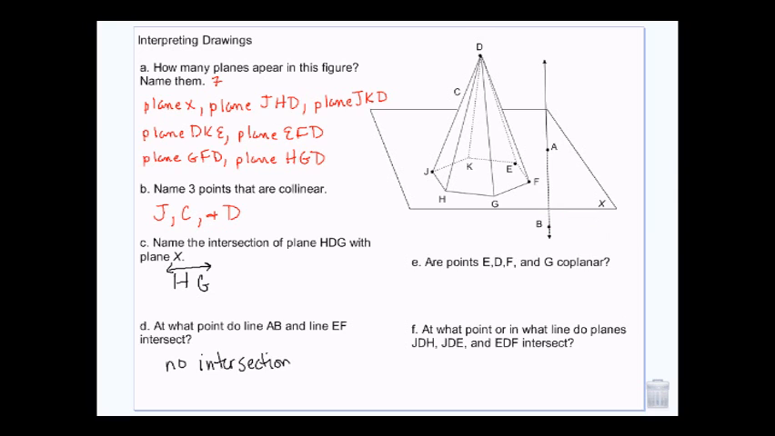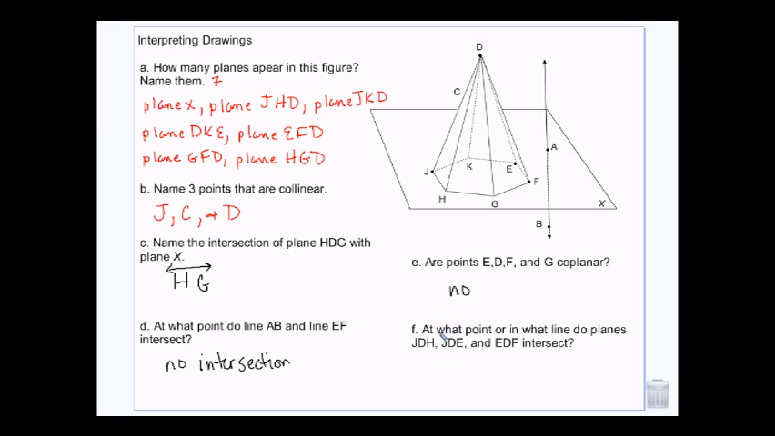Okay. Are points E, D, F, and G coplanar? We have E, F, and G, and D. So are they all on the same plane? Can you tell by looking at that? E, F, and G are on plane X, right? G, F, and D are on a plane. E, F, and D are on a plane, but are all four of them on the same plane? No. So they're not coplanar.